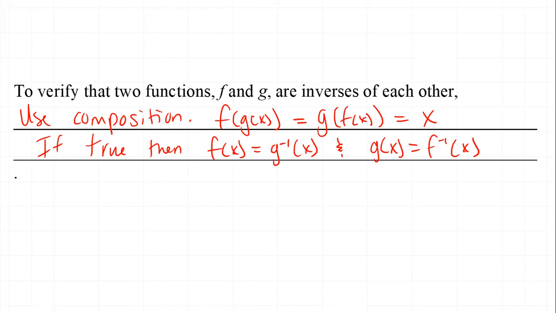So in your example space, kind of split the space in half because we're going to do one composition on one side and the other on the other side. So you should have enough room where you can split your horizontal space in half. The composition of the two functions has to equal x.